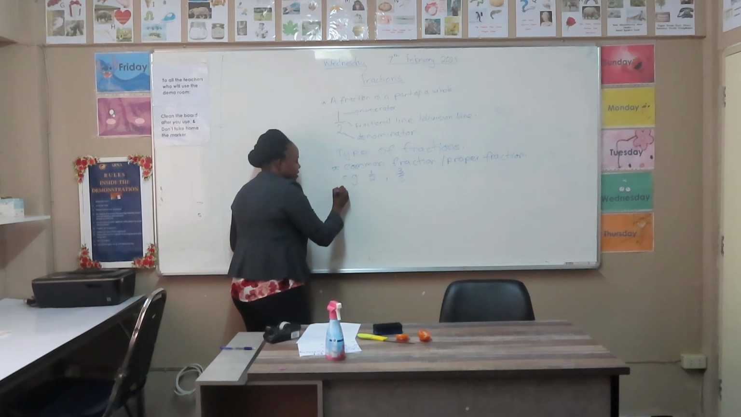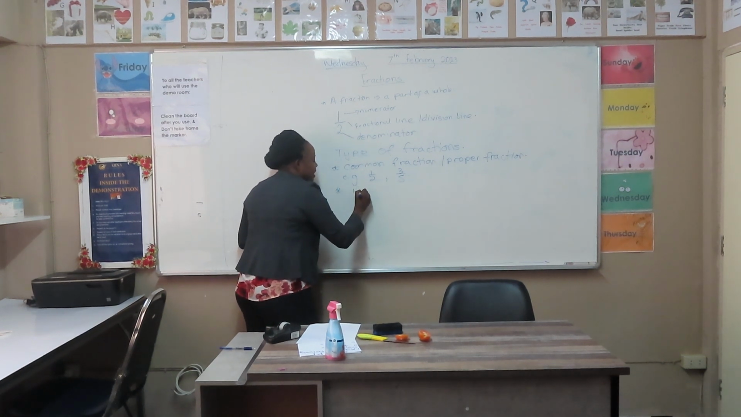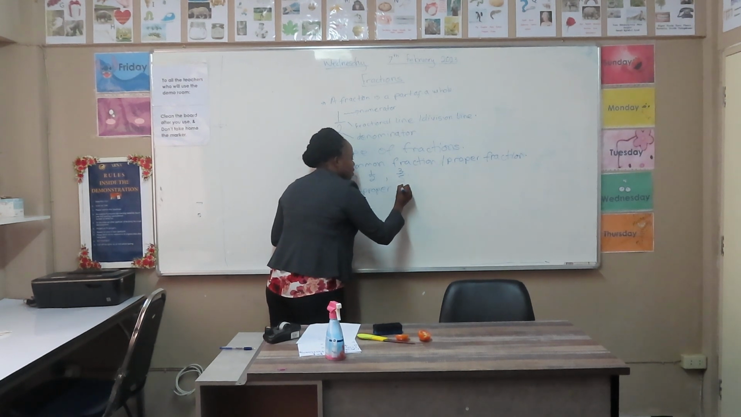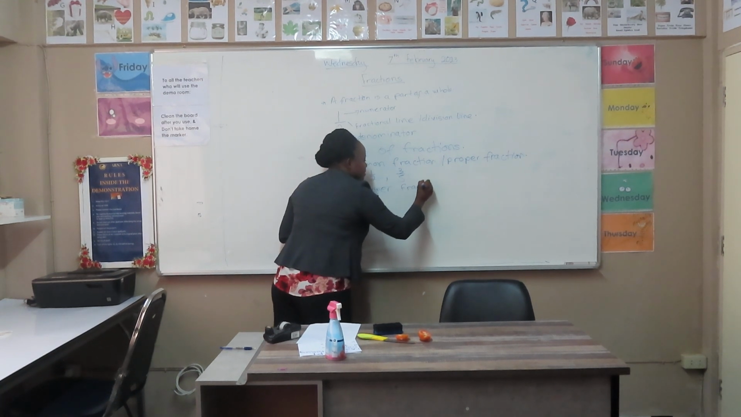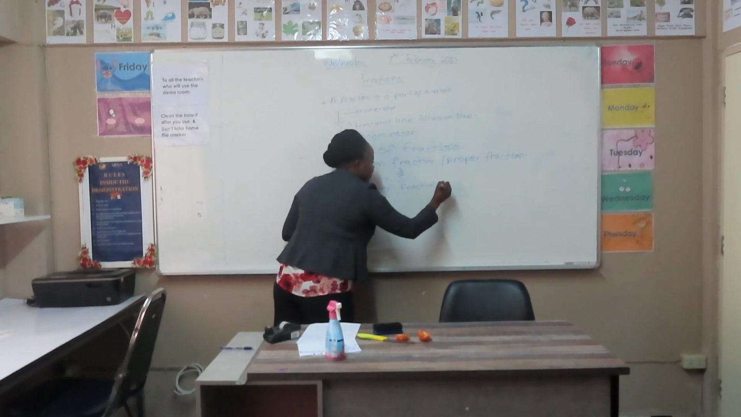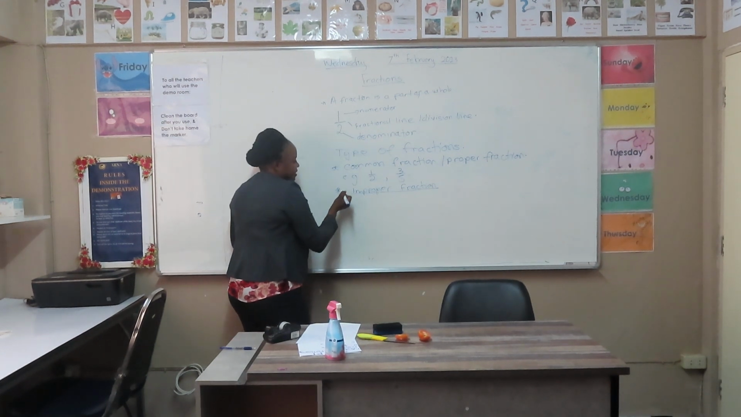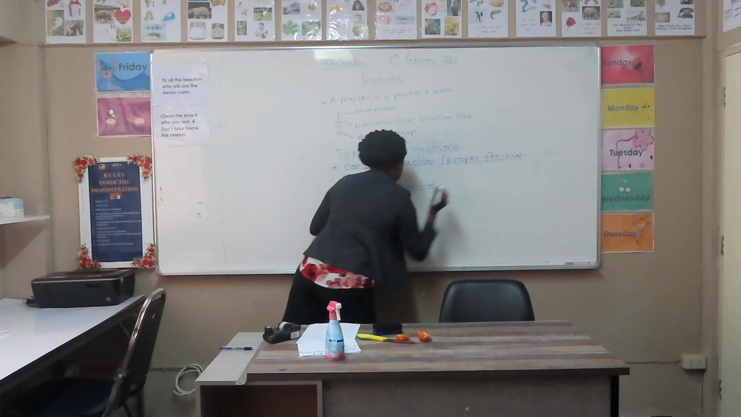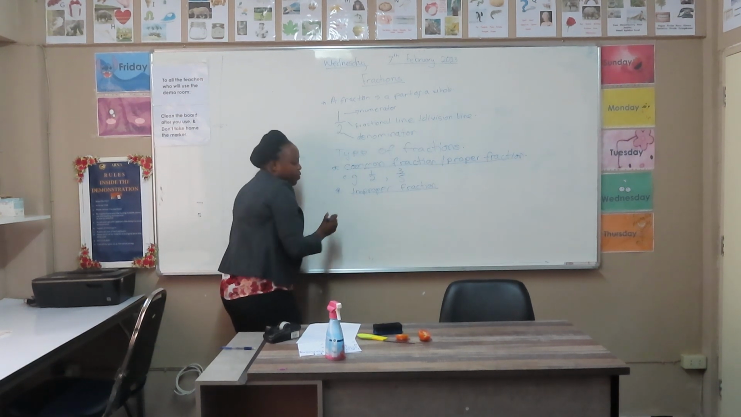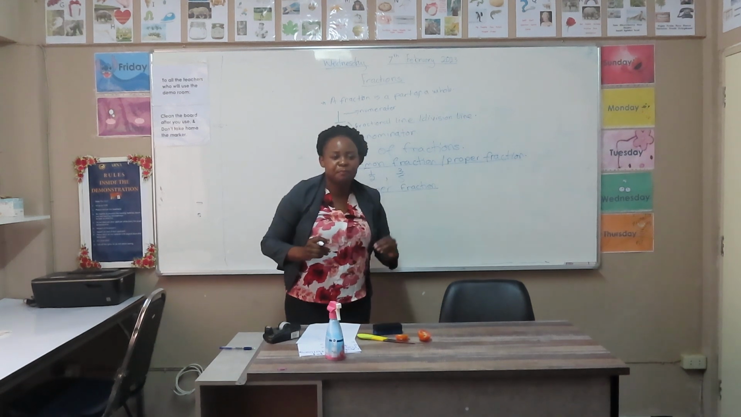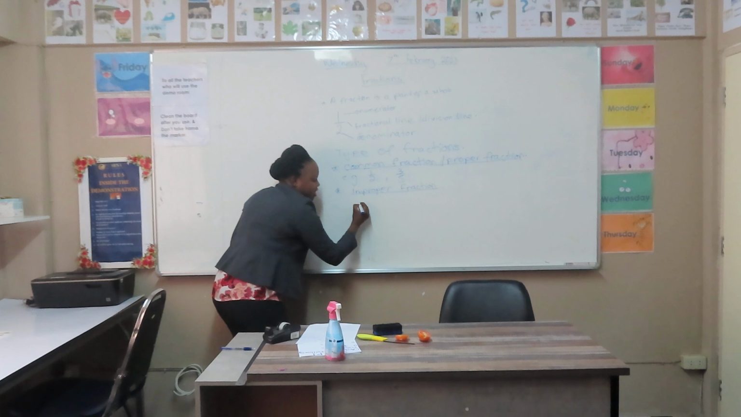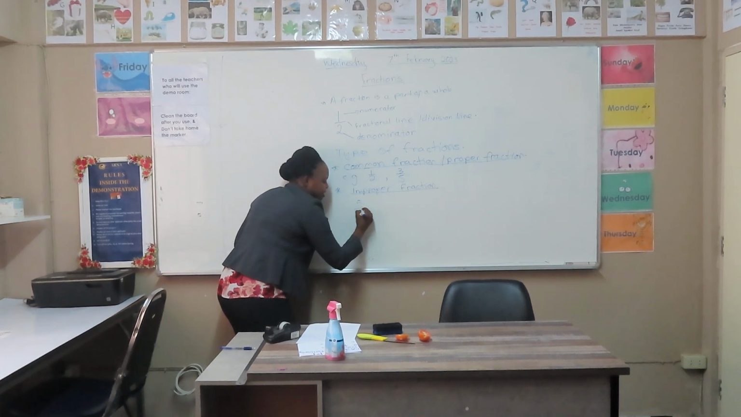Going to the second one. The second one is called the improper fraction. This time, you always see the numerator being bigger than the denominator. For instance, we have 5 over 3.